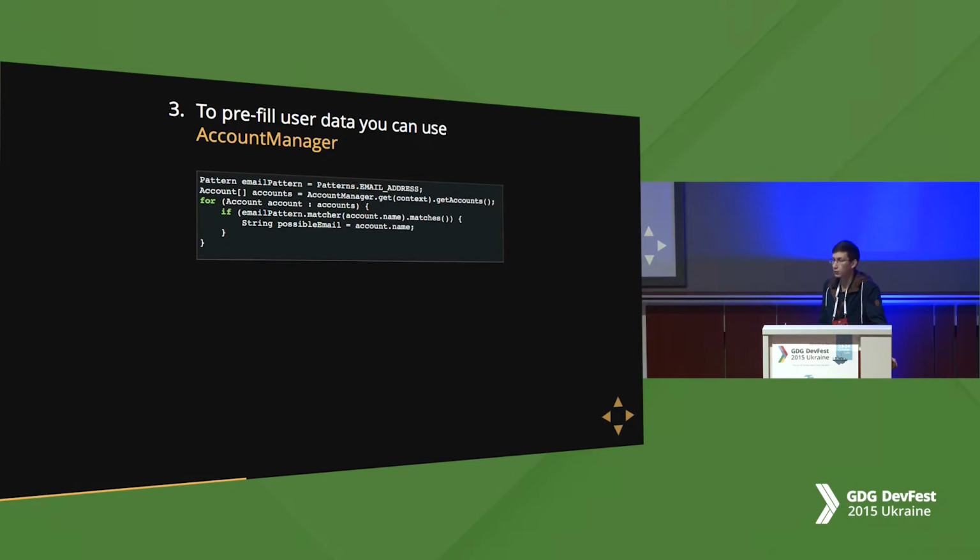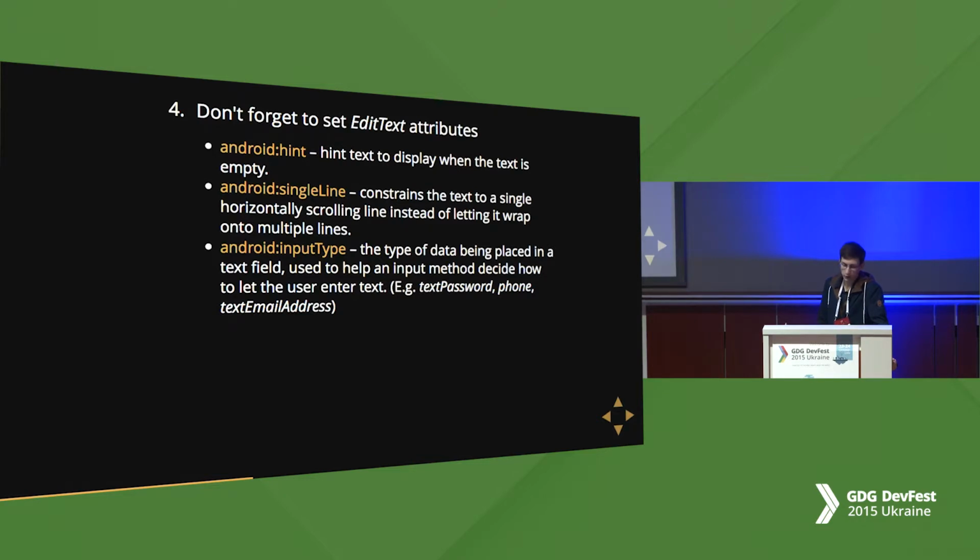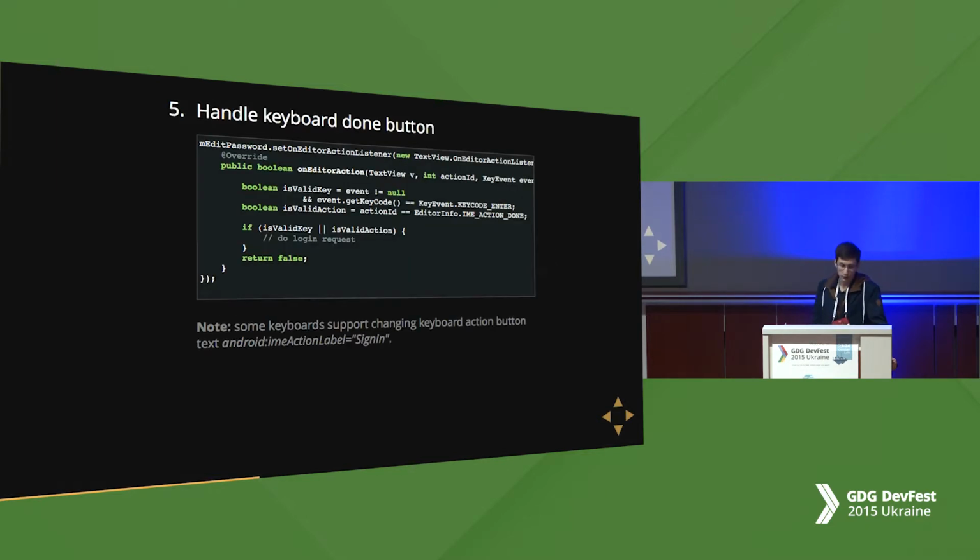Third, please use AccountManager to prefill your username, because in most cases the user will have registered with the same username or email inside your application. Fourth, don't forget to set EditText attributes like android:hint, singleLine, and input types. For example, for password you can set textPassword input type. For your username, if it's phone, you can use phone input type, and for email you can use textEmailAddress.